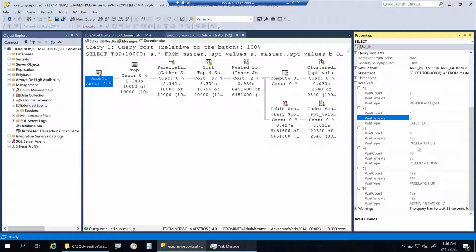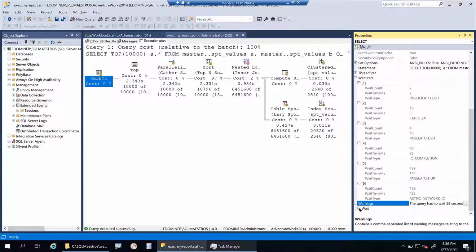So where is that wait type? If you look at warnings, now if I expand the last one, warnings, there's another wait under warning. And there were also some questions in the forum where people were not able to see that, because this wait, by design, goes inside the warning.